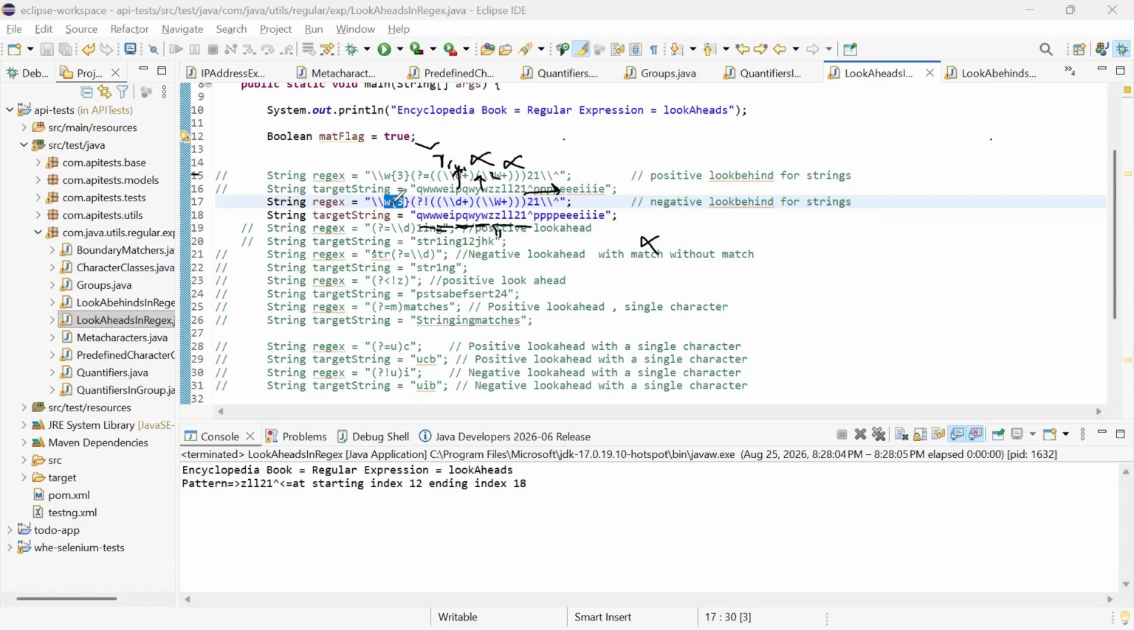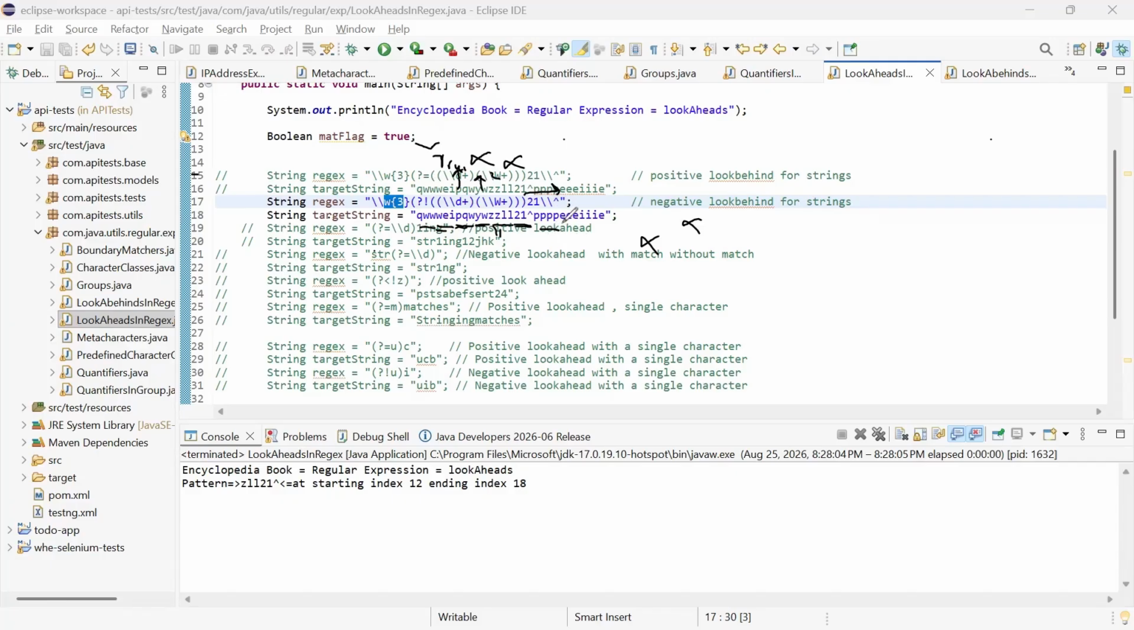It is saying bracket of any character 3 times. So any character 3 times, we have 21 caret, which is again not a match here at the beginning of the string. It will further move ahead here.